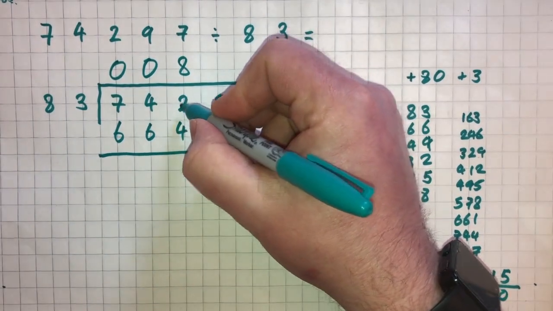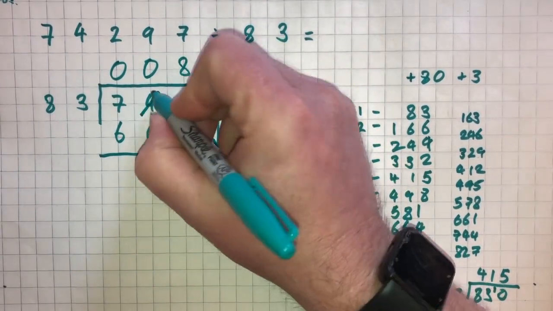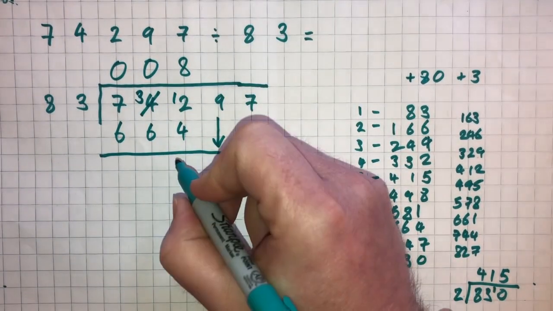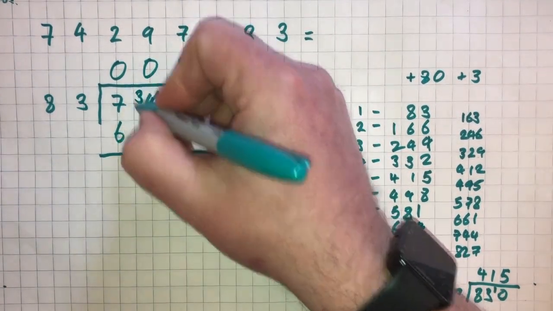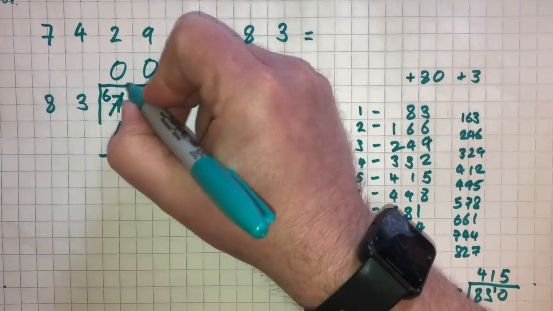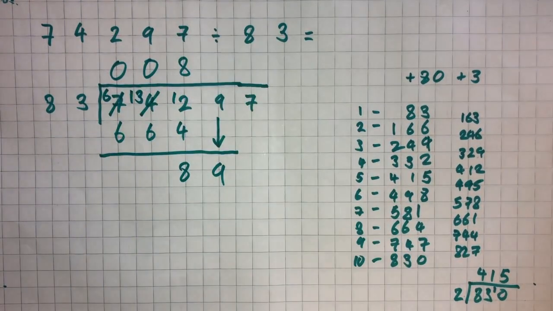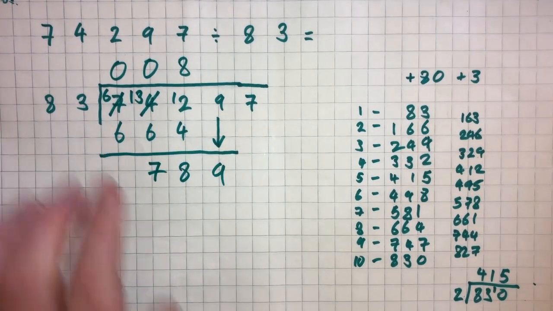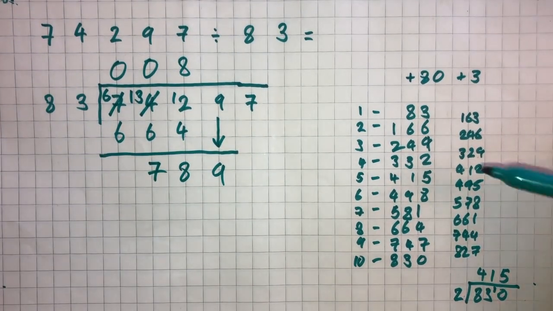Okay, now at this point, I send down the next digit, which brings the 9 there, and I do a subtraction sum. 2 take away 4 doesn't go, so I have to take 1 from here to make it 12. Take away 4 is 8. 3 take away 6, again I cannot do, so I must take 1. 13 take away 6 is 7. And now I have 83s into 789.